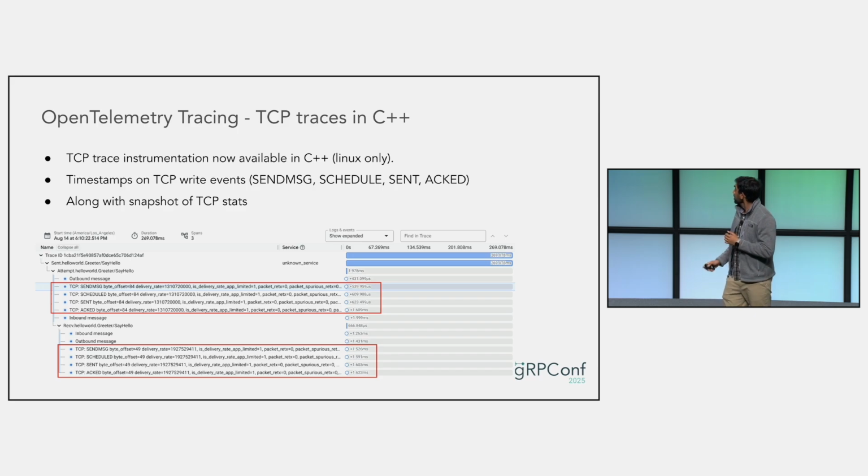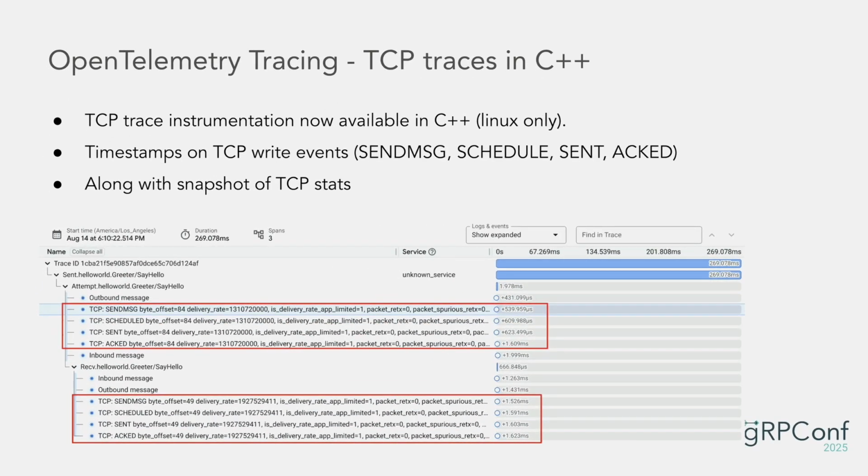Right. We now also have TCP traces instrumented in C++. With this, along with the previous message events of outbound message, we also see 4 events which show when TCP packets are passed to the kernel, the sendmsg syscall, scheduled by the kernel, when they're actually sent, and when they're acknowledged. Along with this, we also get some stats that give us stuff like delivery rate, min RTT, retransmission, congestion, and more.